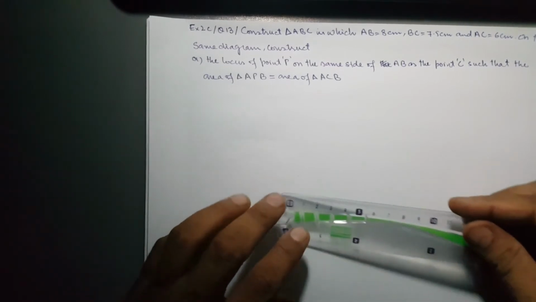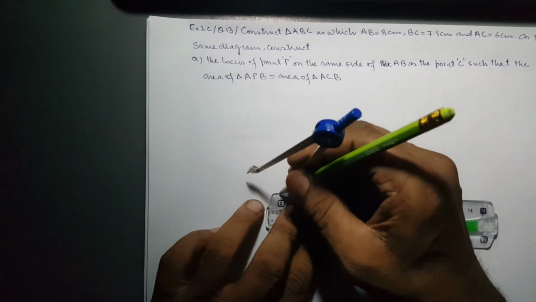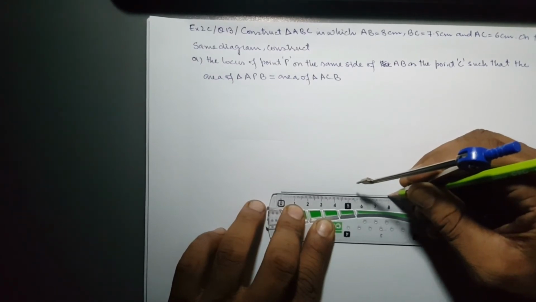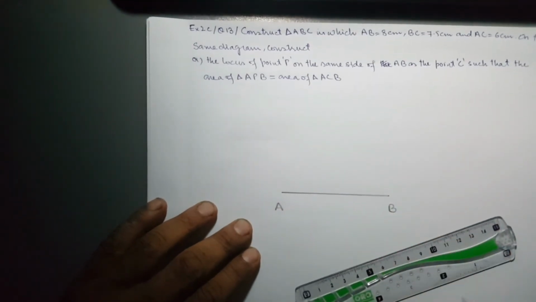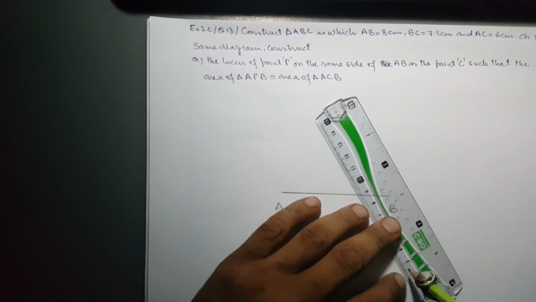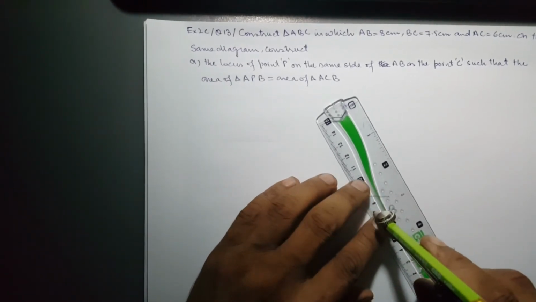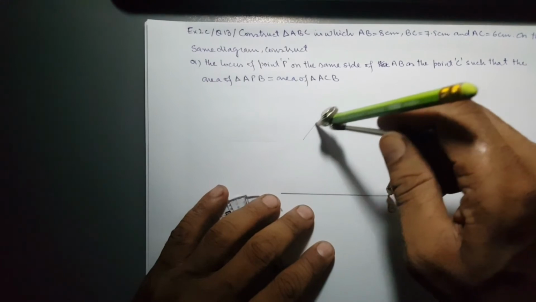Construct a triangle ABC in which AB is equal to 8. Now all the sides are given. We will use compass and ruler to draw the triangle. This one is AB. BC is 7.5. And AC is 6.